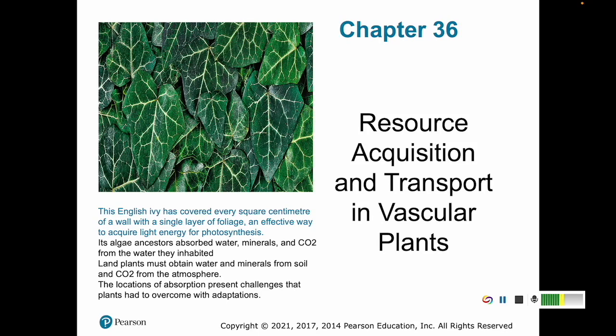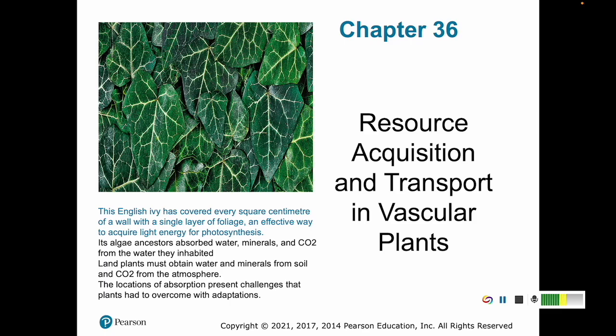So, here is a picture of English ivy growing up a wall. It has completely covered that wall with its own leaves and an ability to get light to power photosynthesis.